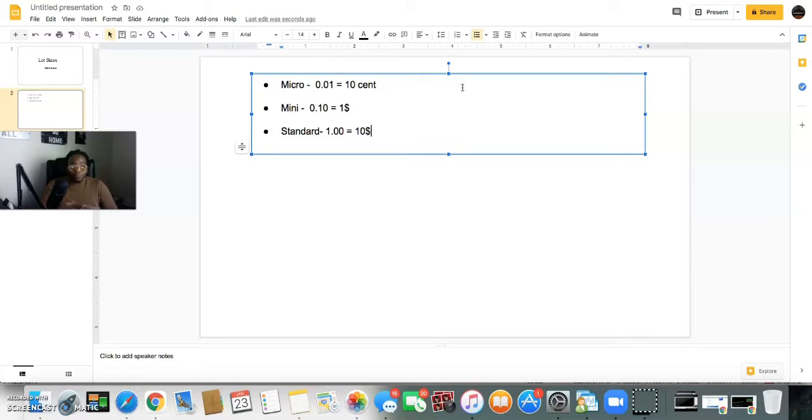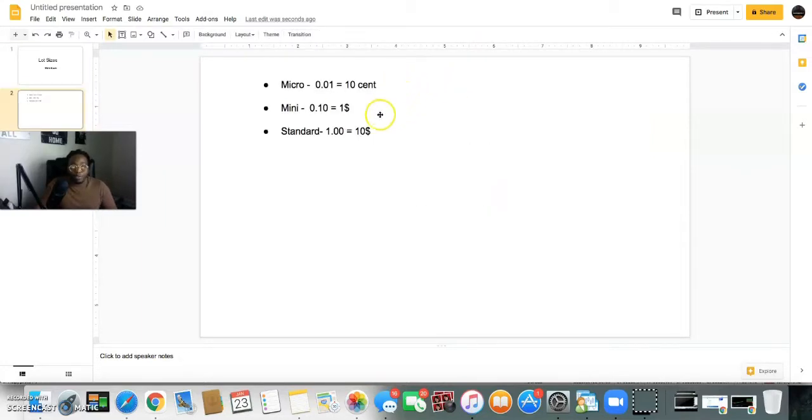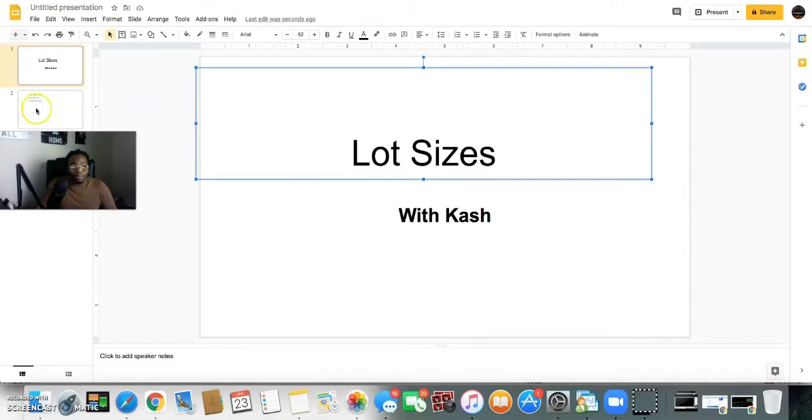Okay, so what account sizes would you recommend to use with these lots? So me personally, I don't know why my computer is acting like this.